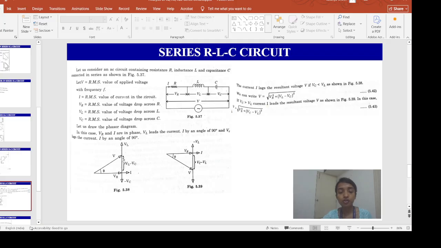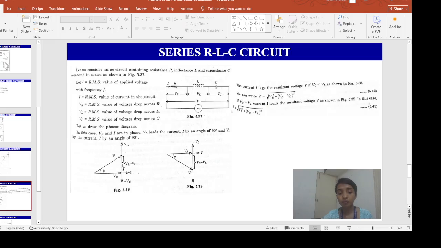If you want to draw the phasor diagram, how will you draw? VR and I will be in phase. For a resistive element, we know current and voltage are in phase, and for an inductive element, the voltage leads the current by 90 degrees. Consider that the inductive reactance is higher than the capacitive reactance, or VL is greater than VC, then how will you draw?